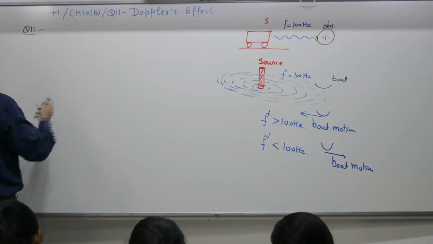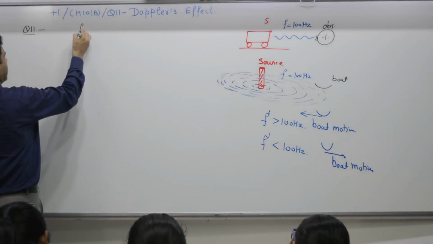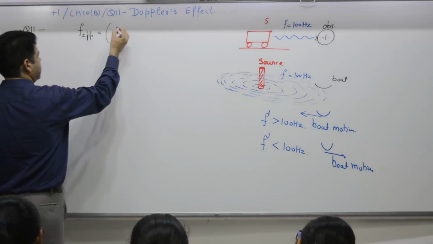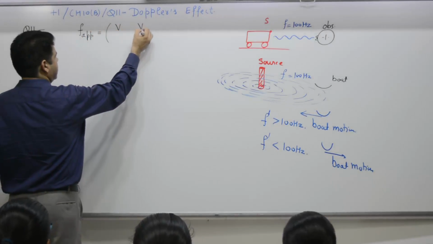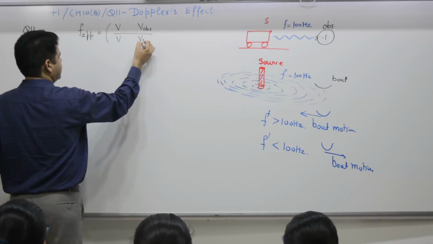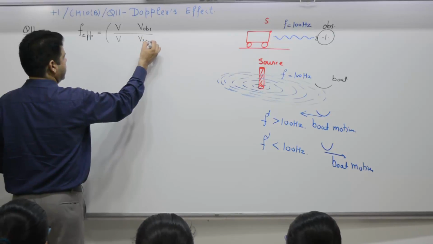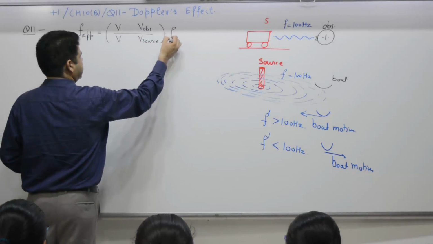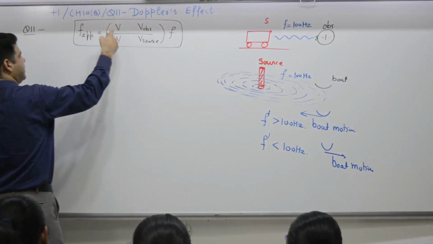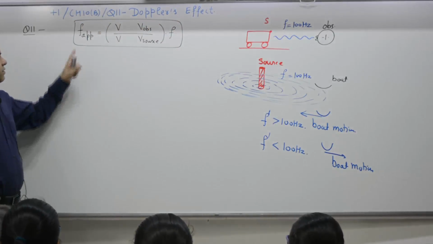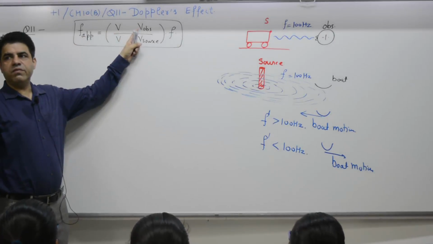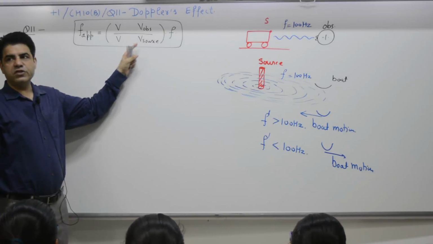There are 8 cases. In all the cases, apparent frequency is equal to what? Observer in the numerator and source in the denominator. F is the natural frequency. What is V? V is the speed of sound. V with subscript observer is the velocity of the observer. This is the velocity of the source.